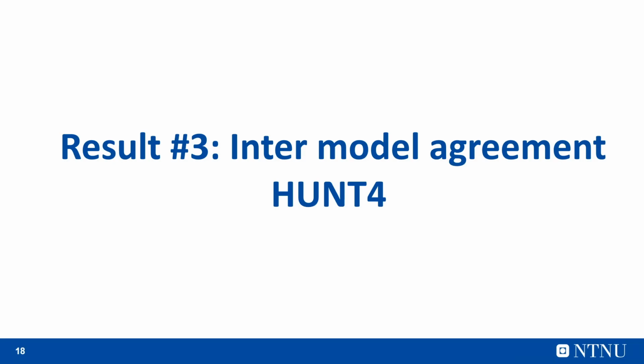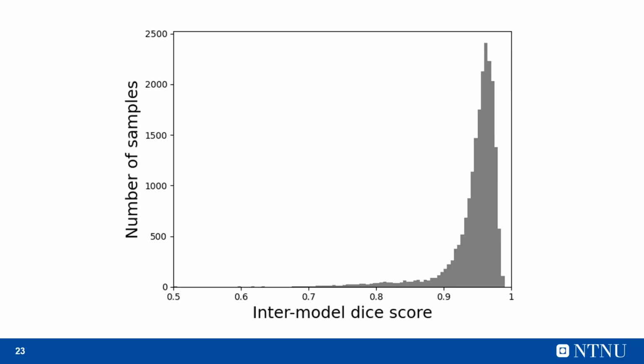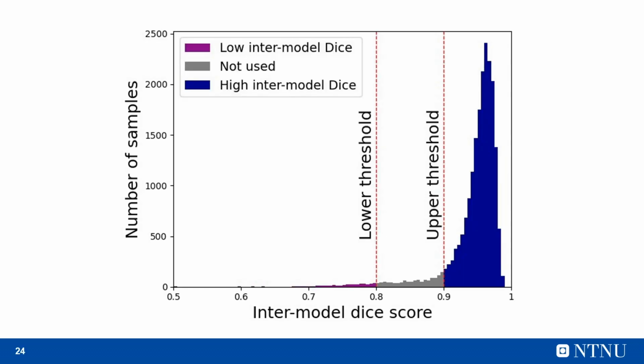For this experiment, we used the HUNT4 dataset. It is a large in-house clinical dataset where the images were actually used in practice to do clinical measurements. To quantify the agreement between the models, we calculate the dice score between the segmentation outputs of both networks. We see that for most cases, the agreement of both networks is high, but we also have a long tail of cases with low inter-model agreement. So for our experiment, we defined a lower and higher threshold of 0.8 and 0.9 dice, and we then took 100 cases above the high agreement threshold and 100 cases below the low agreement threshold.